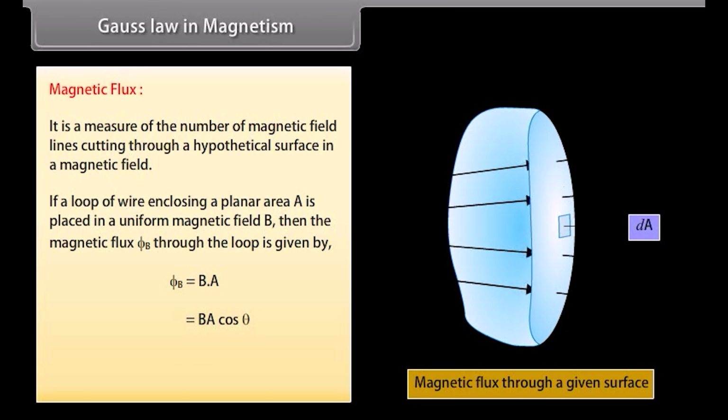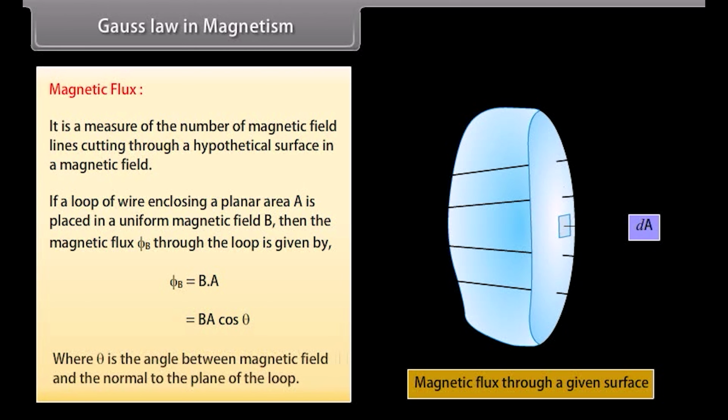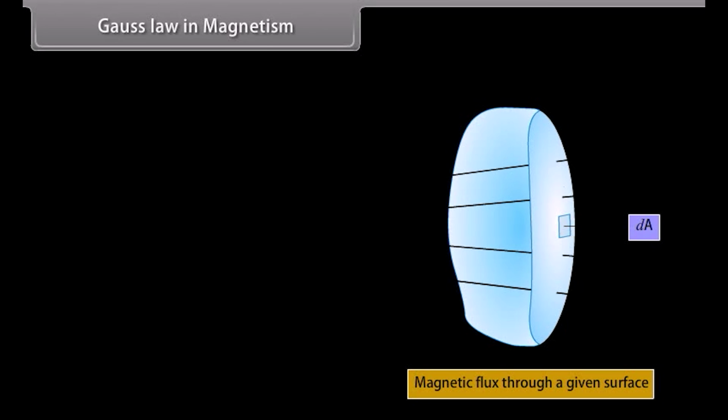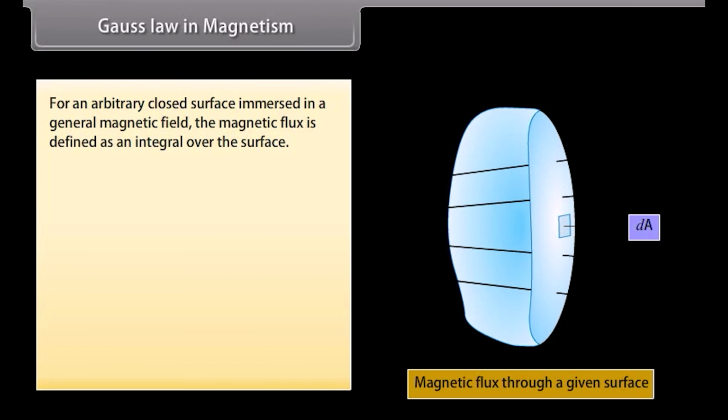BA cos theta, where theta is the angle between the magnetic field and the normal to the plane of the loop. For an arbitrary closed surface immersed in a general magnetic field, the magnetic flux is defined as an integral over the surface. Phi B is equal to the closed integral of B dot dA.